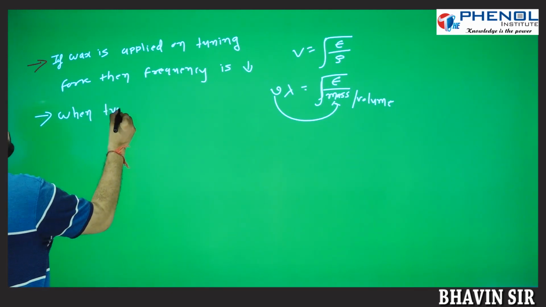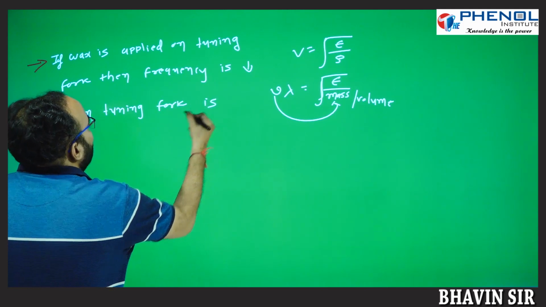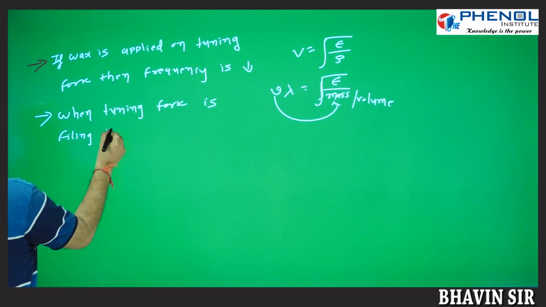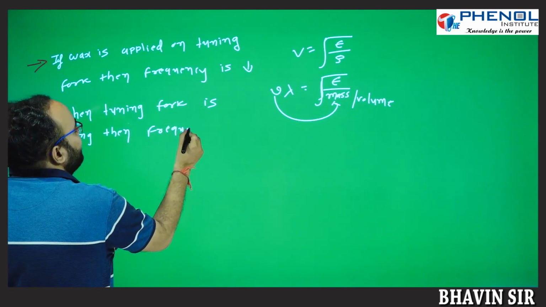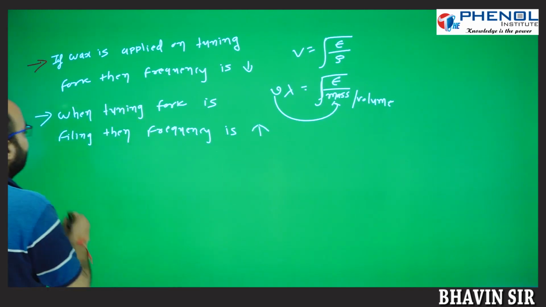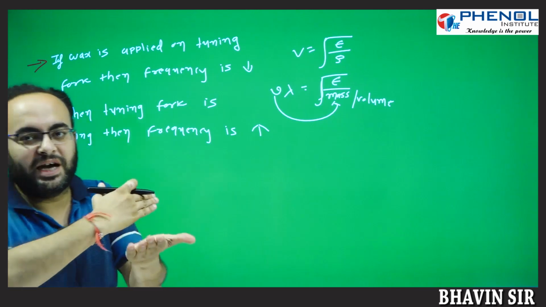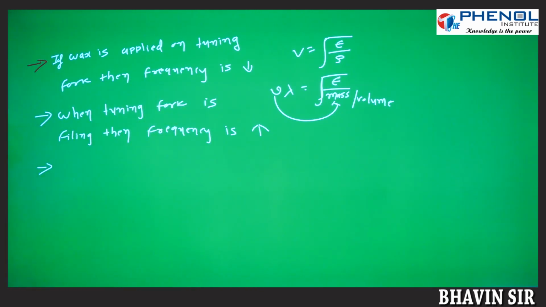When a tuning fork is filed, then frequency is increased. Filing means cleaning, making it sharp. So when the tuning fork is filed, meaning sharpness is increased, then frequency is increased.